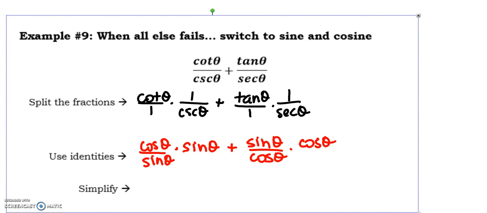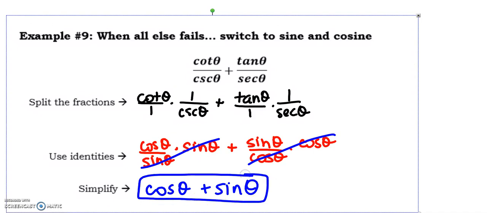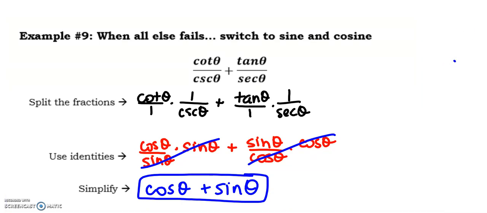And look at all this stuff that's going to cancel, sine and sine. And I'm left with cosine, cosine and cosine, and I'm left with sine. Now, this looks kind of like a Pythagorean identity. You've got cosine and sine being added together. But if you remember from the algebra review video, Pythagorean identities only work if you had squares on these. Okay, because Pythagorean identity is a squared plus b squared equals c squared. So the fact that this is just cosine and sine, that's where we're going to have to leave it.